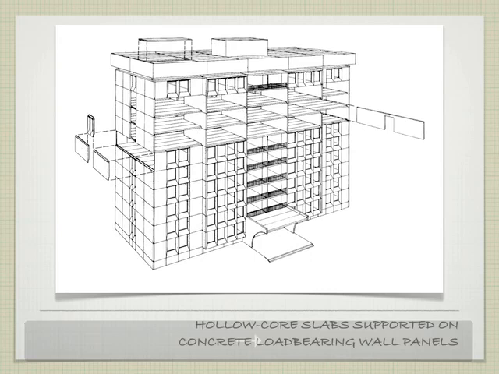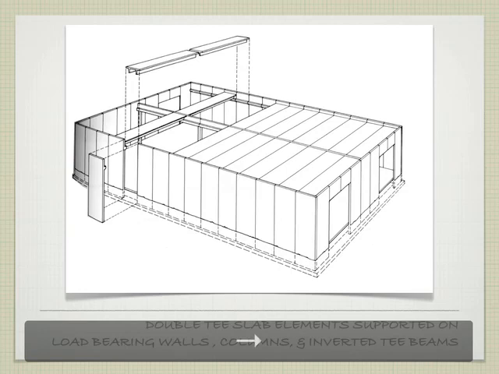Another example here, in a more residential setting: hollow core slab supported on a concrete load-bearing wall. Here are our concrete load-bearing walls. These could be cast on site. They could be prefabricated, depending. And we have our hollow core slabs here that are making the individual floors. Sometimes it's just helpful to see them all put together.